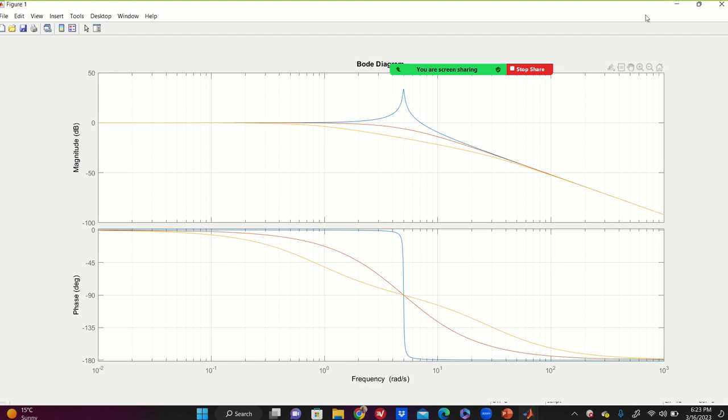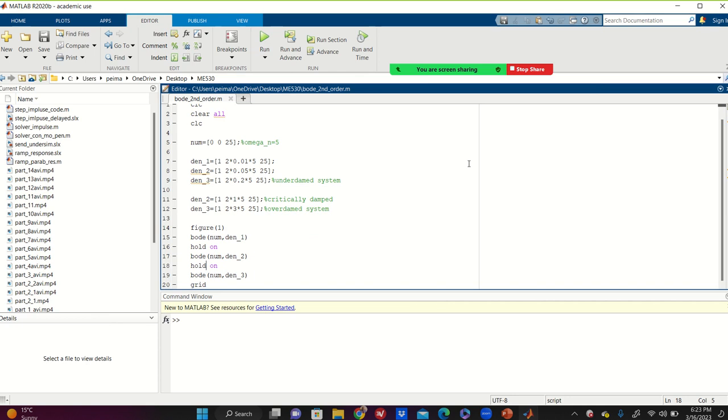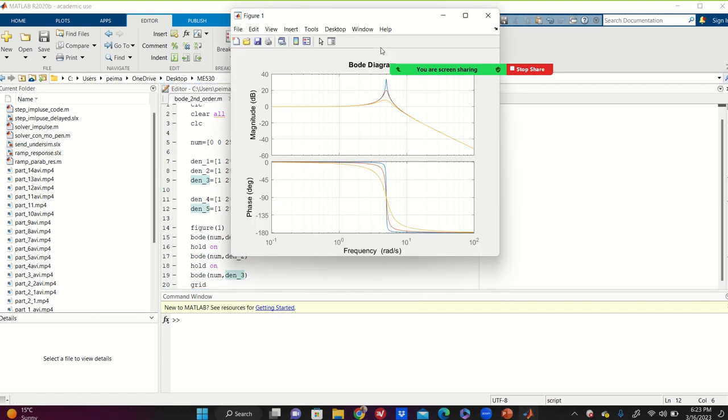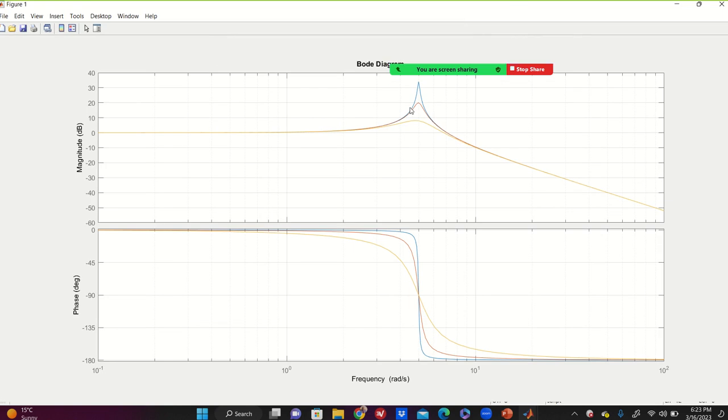Why are these not going there? Oh. Oh my God, I'm stupid. Here we go. This is for a very underdamped system.